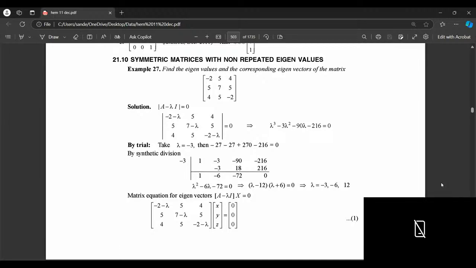You check different trials, lambda equal to -3. Here lambda equal to -3 is the first root, lambda minus 3 used here. Synthetic division method, coefficients are 1, -3, -90, along with constant -216.